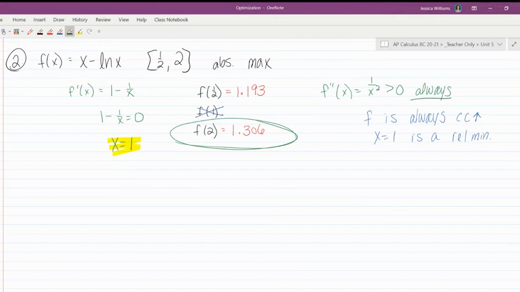So was it faster not to test one? No, because that wasn't so bad. Again, there are options.